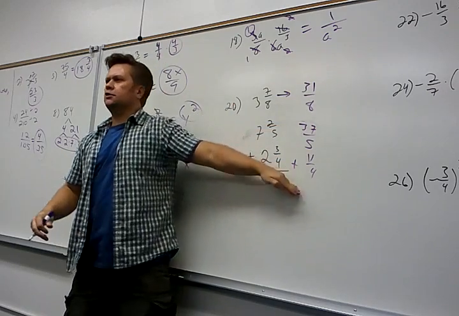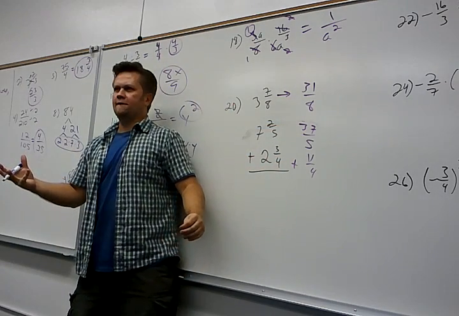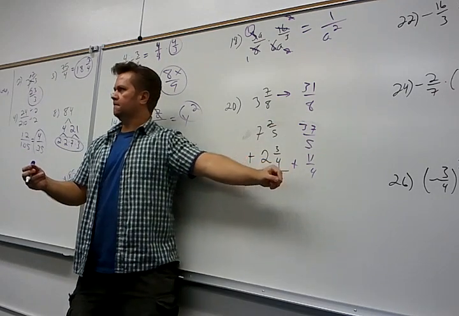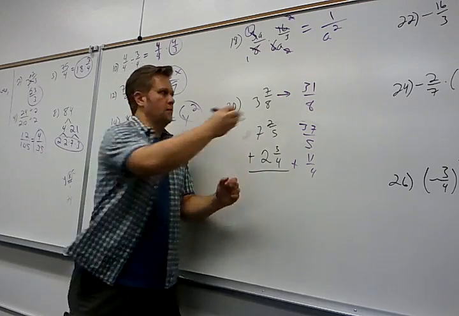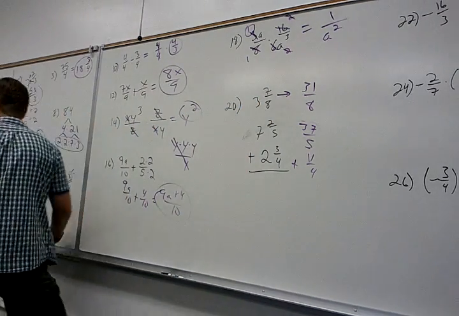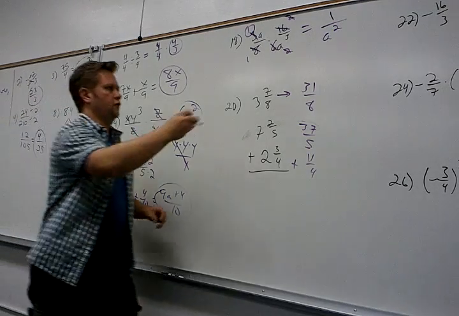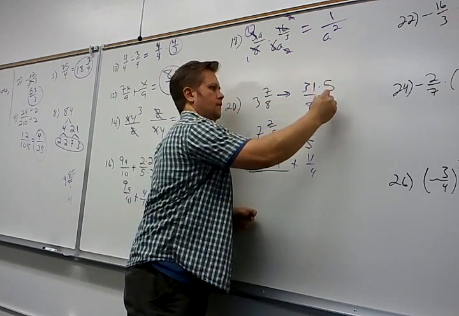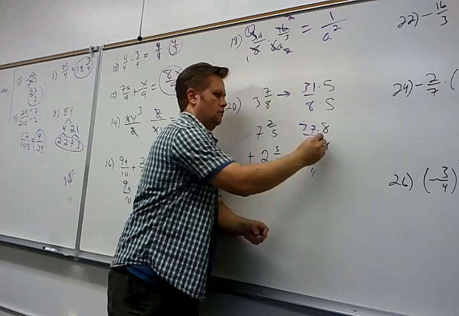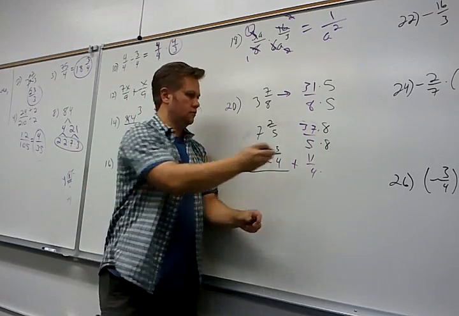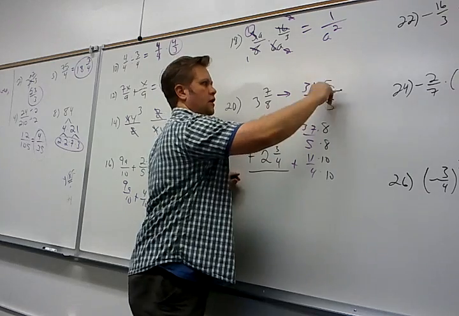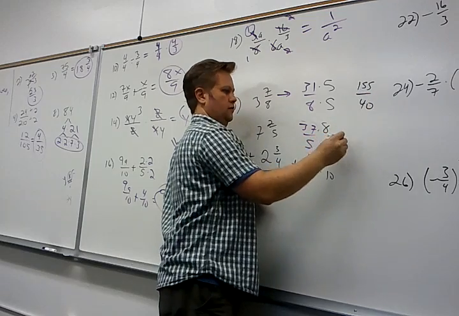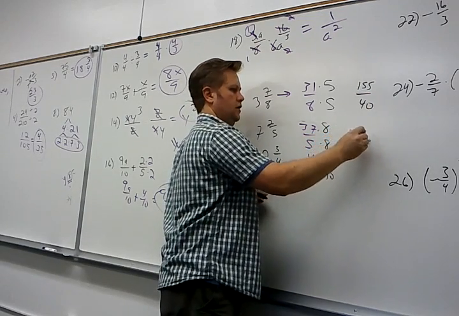Now I know there's 3 fractions here, but the LCD is not that bad. I do like this. 40. Yeah, 8 times 5 is 40, and 4 goes into 40. That's right. So if I make them all over 40, what do I multiply each by? 5. 8. 10. So then I get something or other. 155 over 40, and 296.